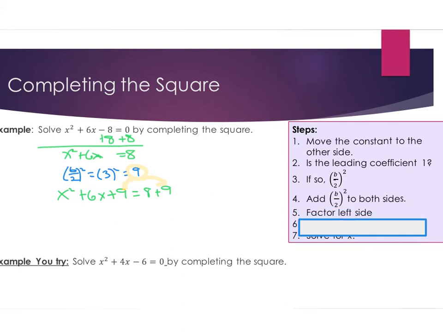Next, we're going to factor the left-hand side. Remember we said this is like factors of 9 that add to give us 6. Well, that's 3 and 3, or (x plus 3) quantity squared. And that's going to equal the right side, 17.